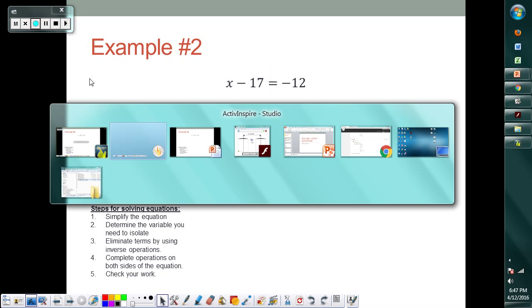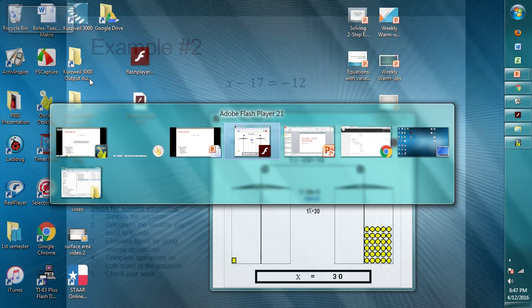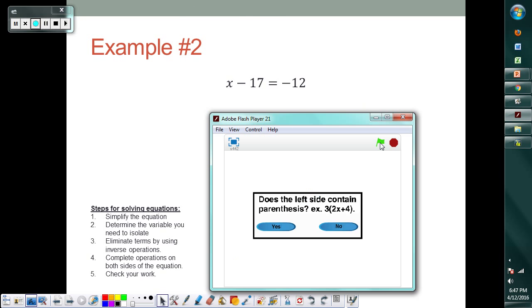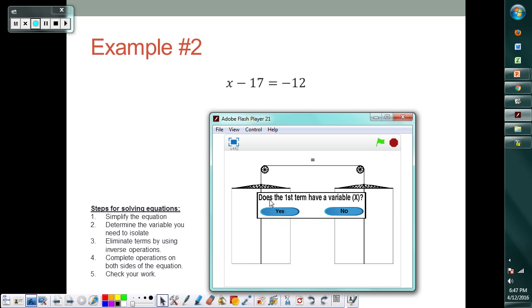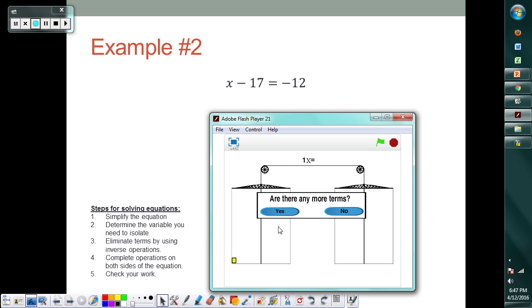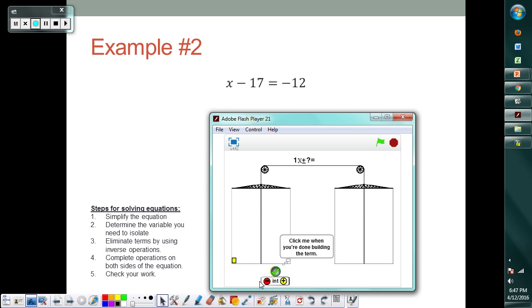So let me go ahead and bring up the application again. To reset it, I just click the green flag. It's going to go back to my first questions. No parentheses, no division. Yes, my first term has a variable. It's just x again. Are there any more terms? Yes, I have negative 17. No, it doesn't have a variable. And sometimes if you click too fast, it takes a while to catch up.